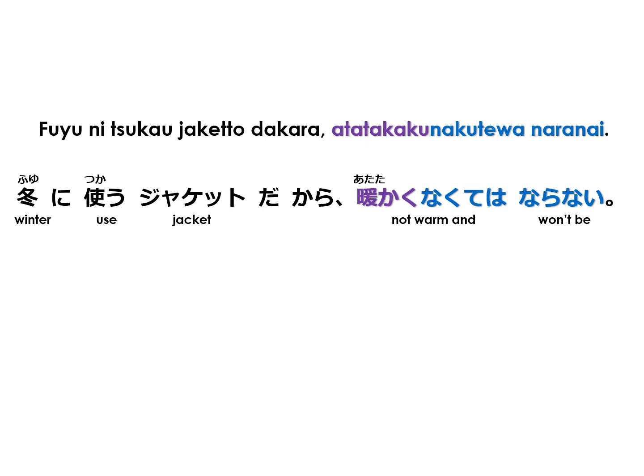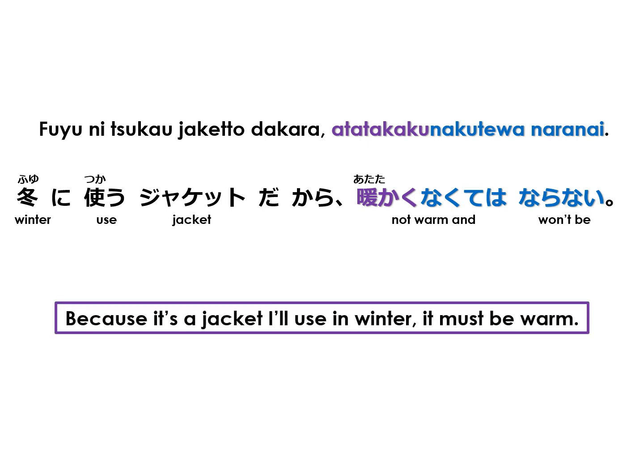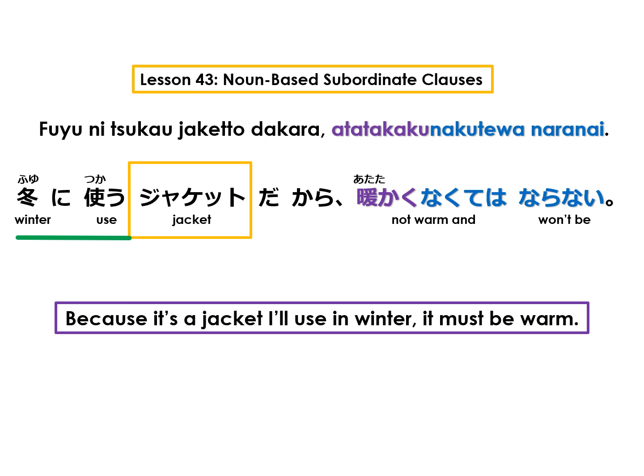冬に使うジャケットだから暖かくなくてはならない。Now that was like a tongue twister. In English, because it's a jacket I'll use in winter, it must be warm. At the beginning of the sentence, we have a verb clause, 冬に使う, or I will use in winter. And we nominalize that whole verb clause with a noun, jacket. 冬に使うジャケット, a jacket I'll use in winter. You can review making noun-based subordinate clauses in lesson 43.